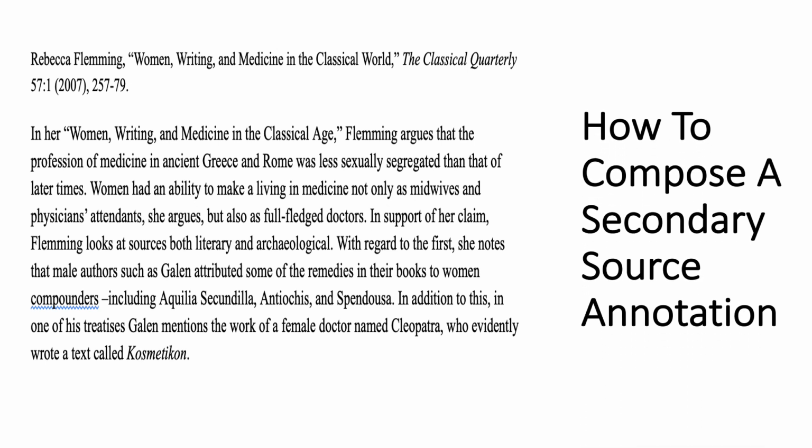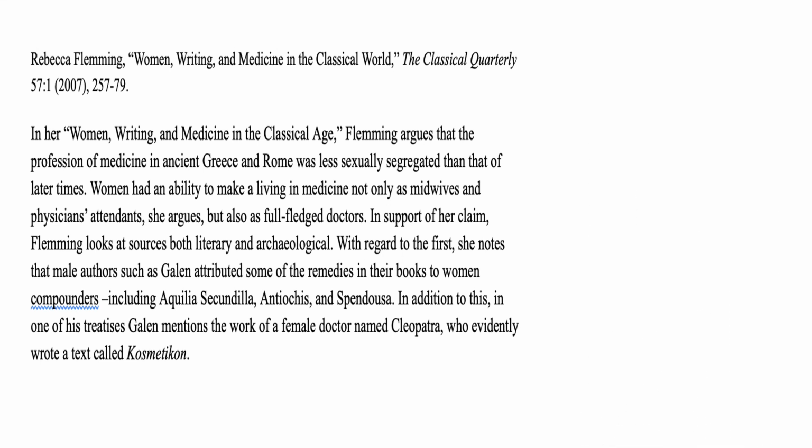So, how do we actually produce these annotations, and what should go into them? I'm going to talk about secondary and primary source annotations separately because these are very different things and the requirements for each of them are different. And we'll start with secondary source annotations. I thought it would be helpful to provide a sample to give you a kind of template that you might use as you're putting together your own annotations. Feel free to use this one as a kind of formulaic guide if you like.